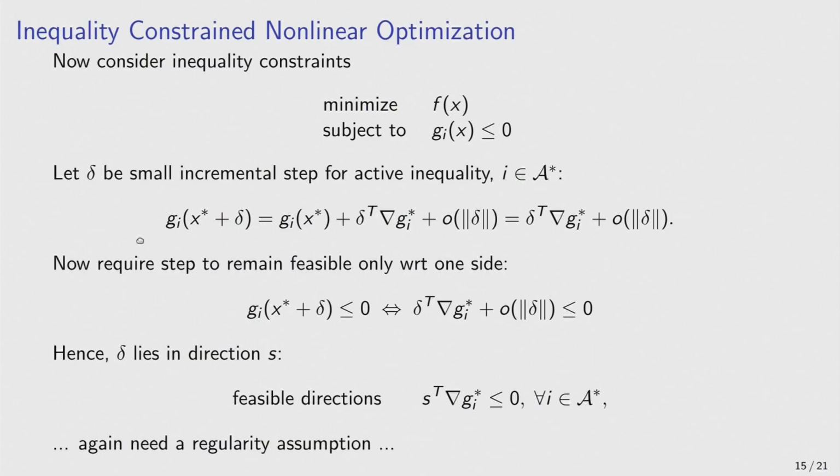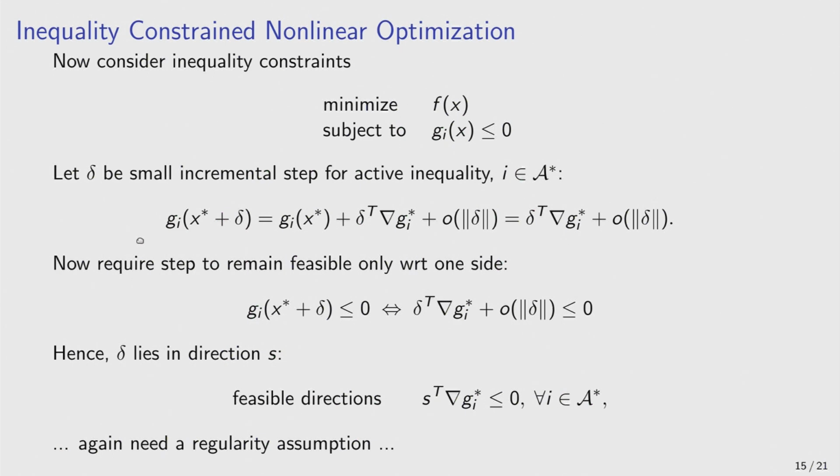So again, we look at feasible directions. We apply the same mechanism that we applied earlier. So now we have an inequality constraint problem. We do a Taylor expansion of the active inequality constraints. And when we do that, we see that our condition for feasibility now is that the step has to be less than or equal to 0. So the condition is different to what we had earlier. Earlier we had equality here, now we have inequality. So the feasible directions that we derive now are the directions that go into the interior.